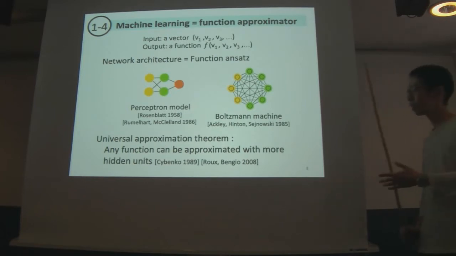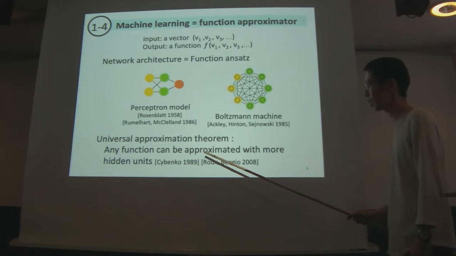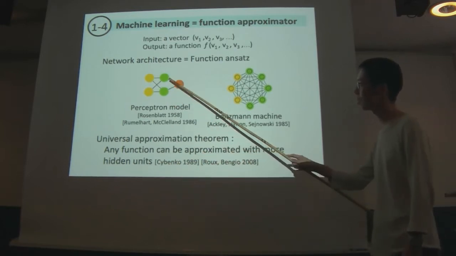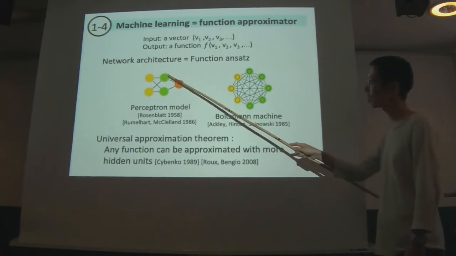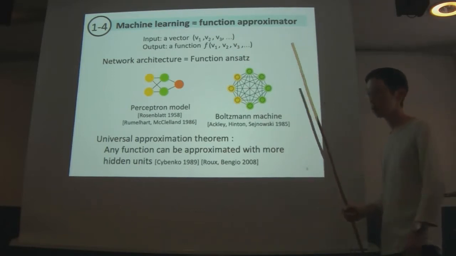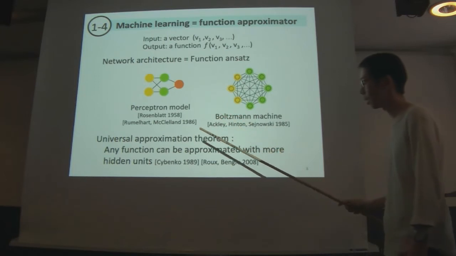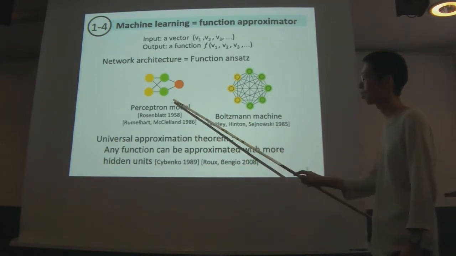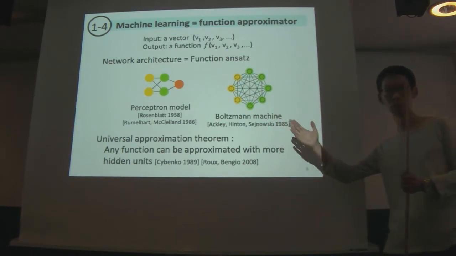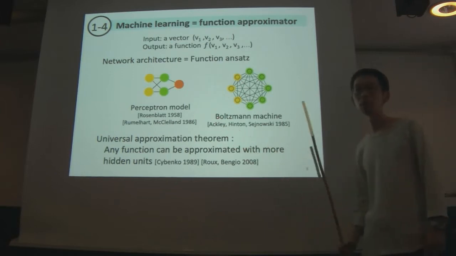There is a so-called universal approximation theorem, which states that any function can be approximated with more hidden units. Hidden units means these green circles. If you increase the number of these green circles, then this picture gets more complicated. But once you go to a more complicated picture, this theorem states that it can approximate any kind of function. So this is proven. This is why we use these neural networks.